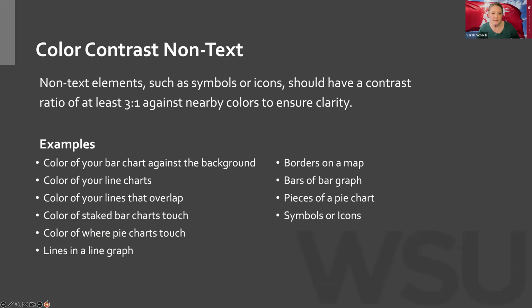So color contrast for non-text elements. Non-text elements such as symbols or icons should have a contrast ratio of 3 to 1 against nearby colors to ensure clarity. Some examples include the color of your bar chart against the background, color of your line charts, color of your lines that overlap, color of stacked bar charts that touch, color of where pie charts touch, lines in a line graph, borders on a map, bars of a bar graph, pieces of a pie chart, symbols, and icons. And we've got some good examples coming up here so you can see what I'm talking about.